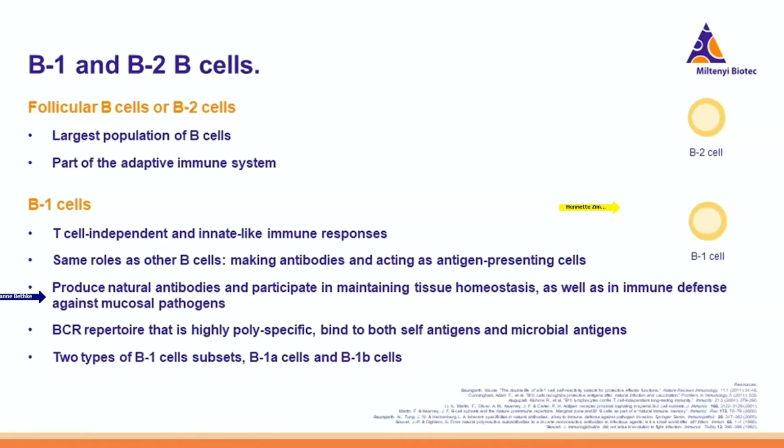But their repertoire of B-cell receptors or antibodies is more polyspecific, polyclonal. This way they also bind to self-antigens and can play a role in autoimmunity. And they also protect the body mainly against microbial antigens. In these B1 cells, we have two main subsets, the B1A cells and the B1B cells.